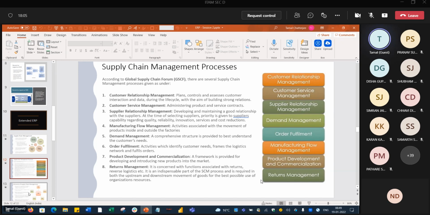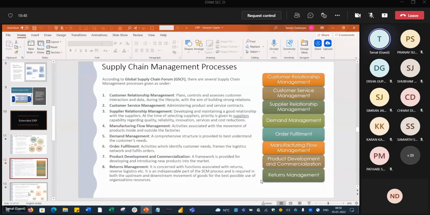It deals with customer interaction data. Whenever you call a call center, they must have CRM software installed on their machine, and they can see your previous communication details. That is a must-have these days for SCM. Then customer service management, which administers the product and service contracts.